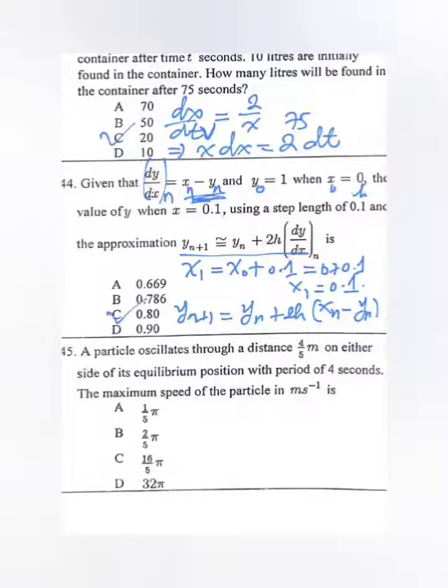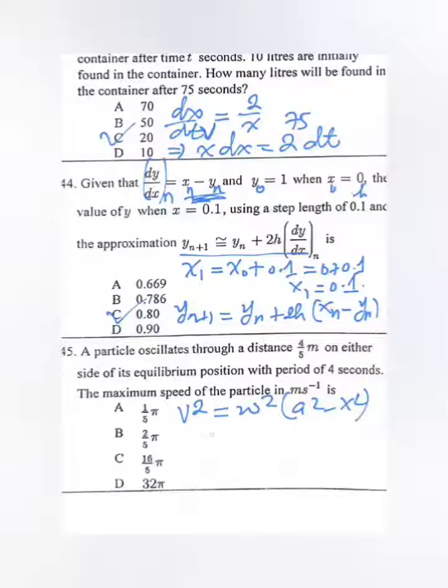In question 45, a particle oscillates through a distance 4/5 meters on either side of its equilibrium position with a period of 4 seconds. The maximum speed of the particle in meter per second is, and we have these options. Again, it is a problem that makes use of the formula v squared equals omega squared into a squared minus x squared on the simple harmonic motion.